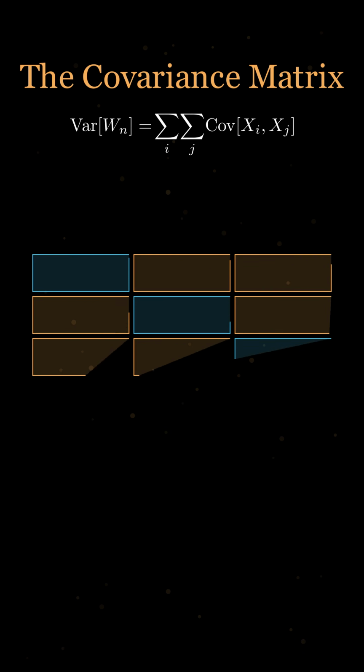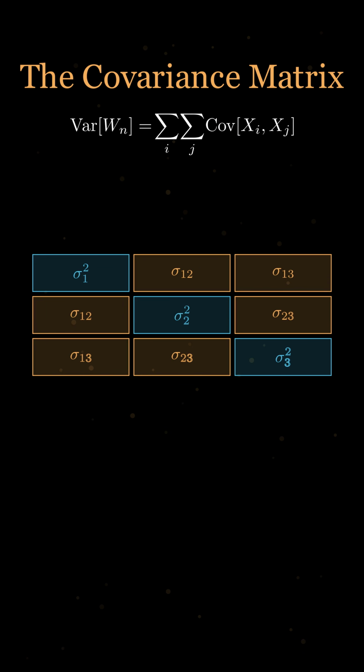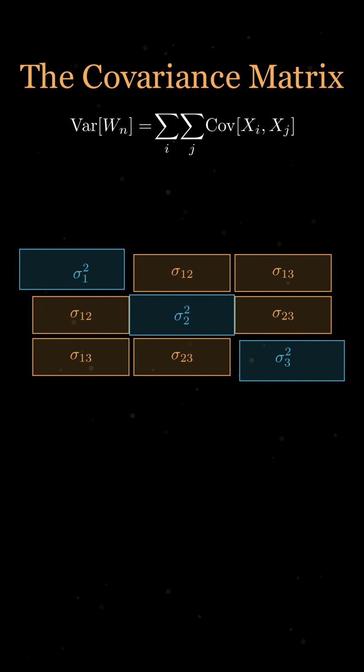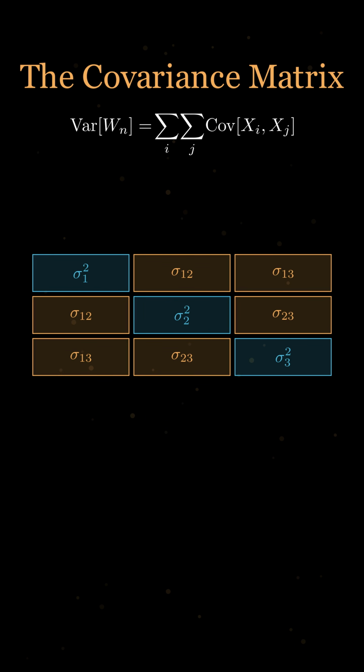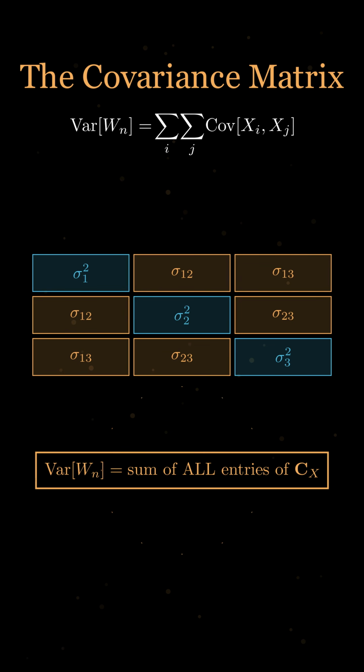The covariance matrix. That double sum is the sum of every entry in the covariance matrix Cx. Row i, column j holds the covariance of Xi and Xj. Diagonal entries are the individual variances. Variance of the sum equals the sum of all entries of this matrix.